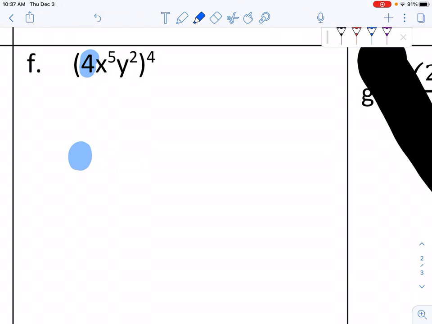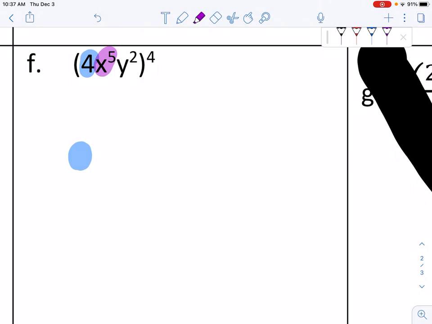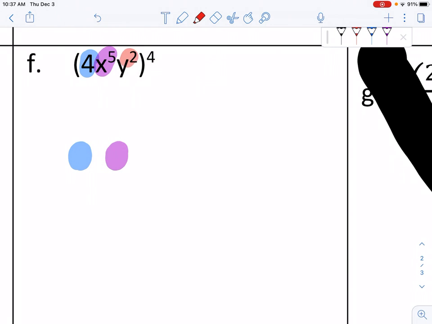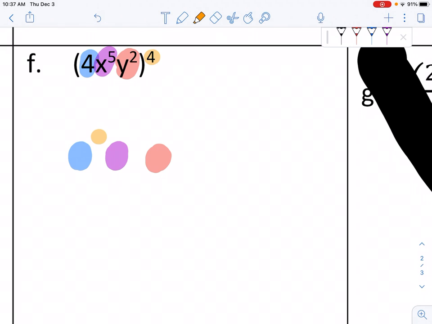Again, I'm going to have 4. I have x to the 5th. I have y to the 2nd. And all of them are being raised by a 4. So I have 4, x to the 5th times 4, y to the 2nd times 4.